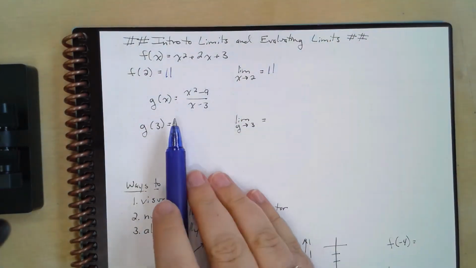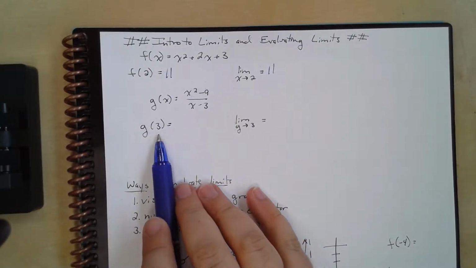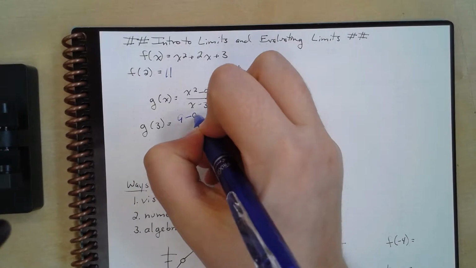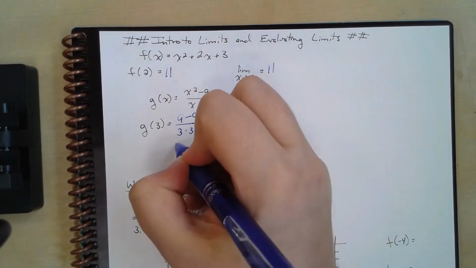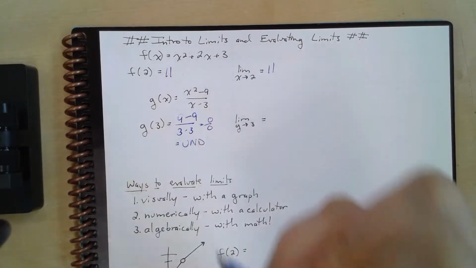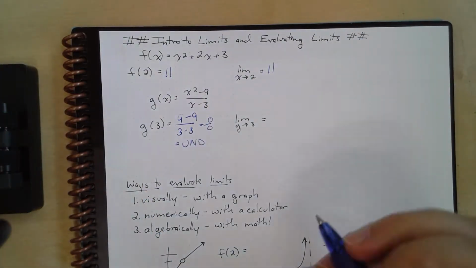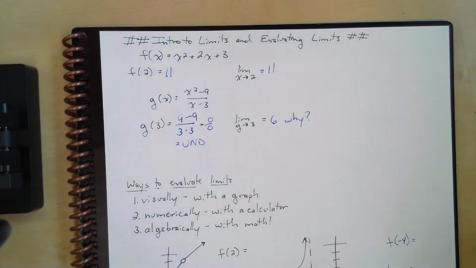But if we look here at g of x is equal to x squared minus 9 over x minus 3, if we substitute in 3, we're going to get a value that doesn't exist. It's undefined because we would have 9 minus 9 over 3 minus 3, which is equal to 0 over 0, which of course is undefined. But we actually do have a limit of this, and that limit is equal to 6. Why? We're going to learn that right now.